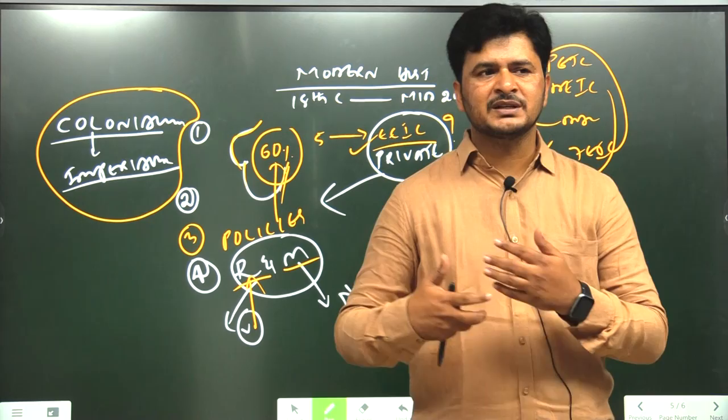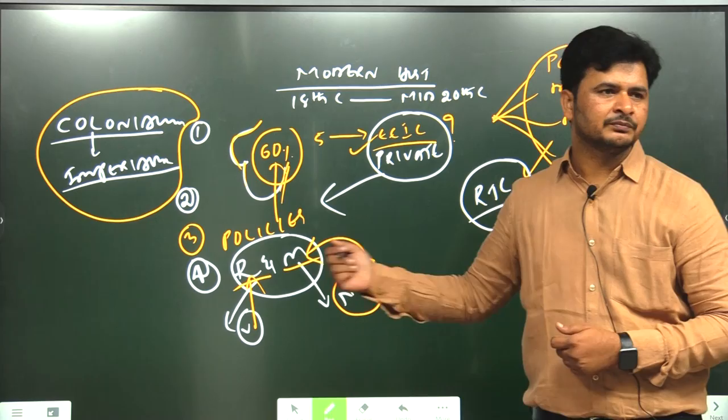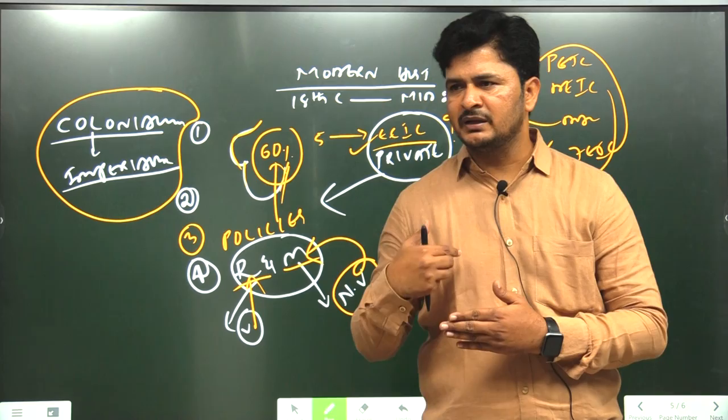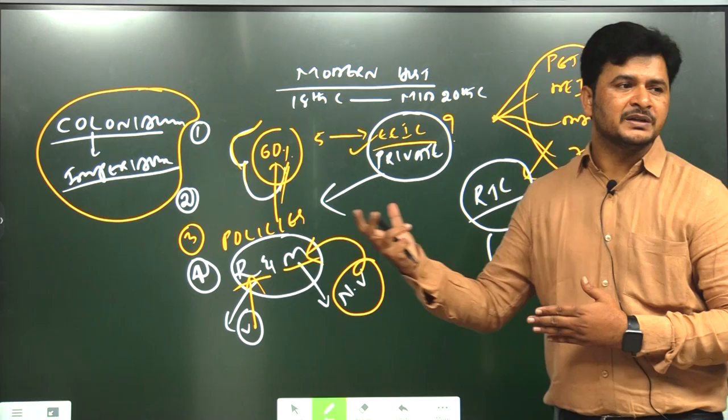We'll be going to discuss the 1857 revolt. If you are not happy with the system and you express your dissatisfaction against the system on the basis of non-violence, we call it movement. We use the term Indian National Movement. We won't use the term Indian National Revolt, because the Indian National Movement is based on non-violence. We also use the term Telangana Movement.